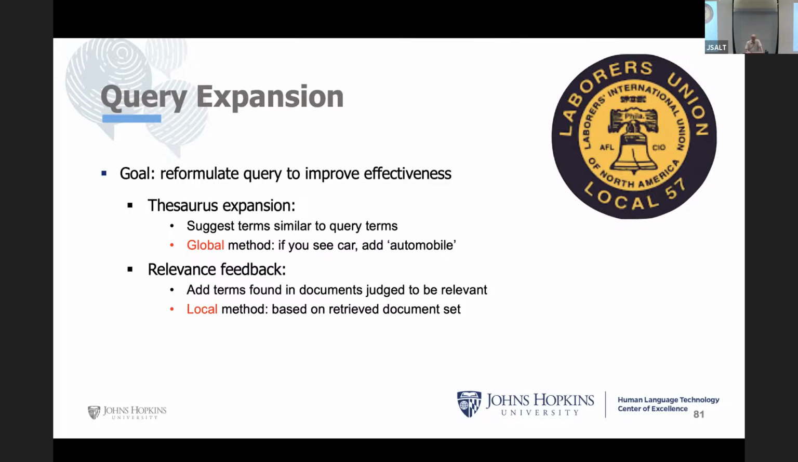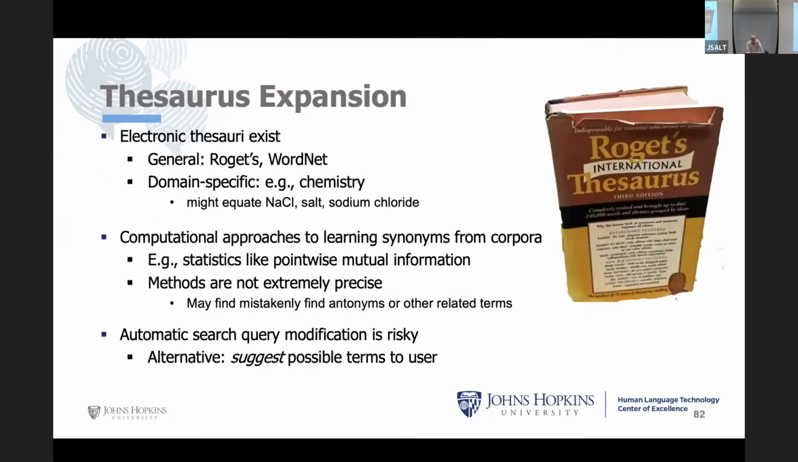So relevance feedback is where you take documents that the user has judged to be relevant. So you do a retrieval, you give them some documents, and they say, oh, that document is relevant, but that one is not. And they say, oh, that's a relevant document. Let me look and see what words are in there. Maybe I can add some of those to the query. So you do that.